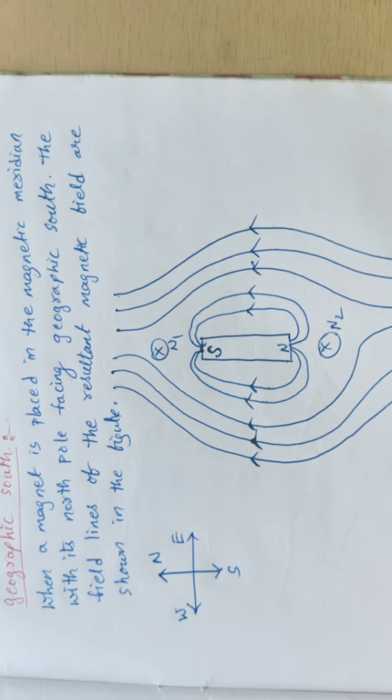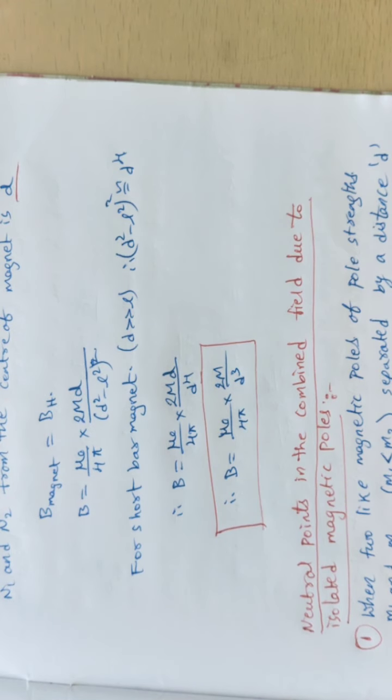So from the center of the magnet, the average distance between N1 and N2 we have taken as small d. Is it clear, students? So the average distance between N1 and N2 from the center of the magnet we have taken as small d. Like this we will represent it. So students, here B magnet value is equal to BH we will get.